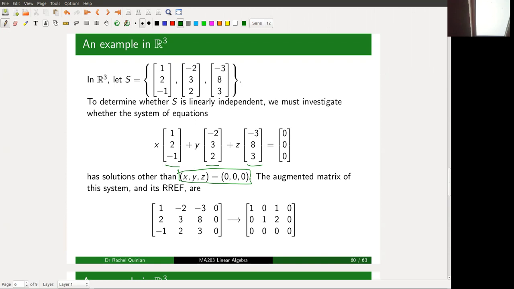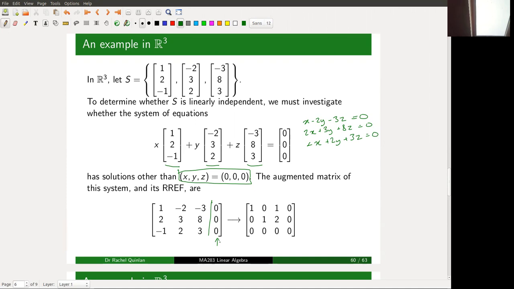And of course, the augmented matrix of this system: the first equation says x minus 2y minus 3z equals 0. The second one says 2x plus 3y plus 8z equals 0. The third one says minus x plus 2y plus 3z equals 0. And all three of those would have to be satisfied simultaneously for an expression for 0 as a linear combination of these three vectors in S. So here's the augmented matrix. In these situations, the fourth column is always going to be 0, so you can leave it out if you want, because it remains 0 throughout any row operations that apply.